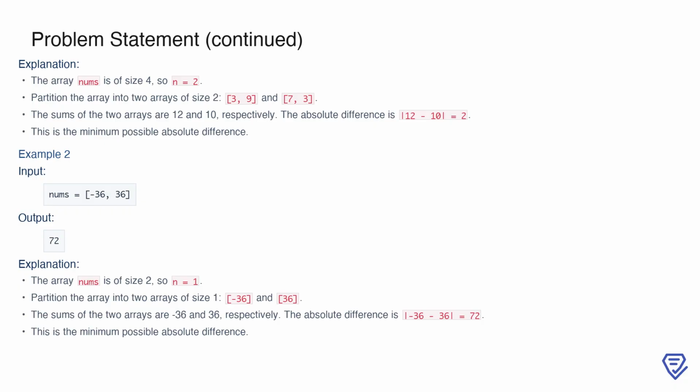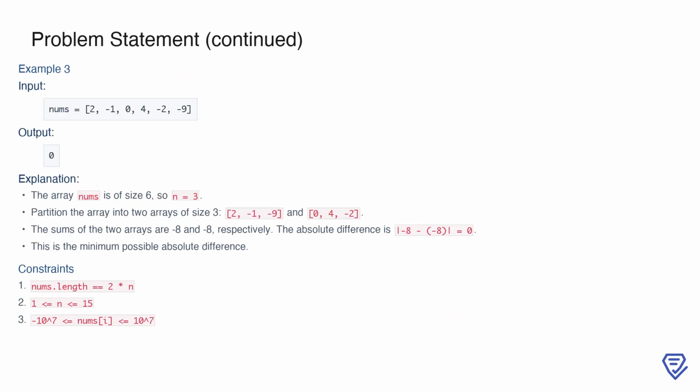Similarly, for the input nums equals [-36, 36], the array size is 2, so n equals 1. This means we split it into two arrays of size 1: [-36] and [36]. The sums are -36 and 36, resulting in an absolute difference of |-36 - 36| = 72. These examples illustrate how the problem requires us to carefully evaluate partitions to minimize the difference.